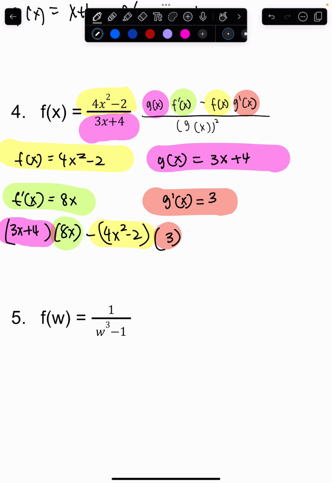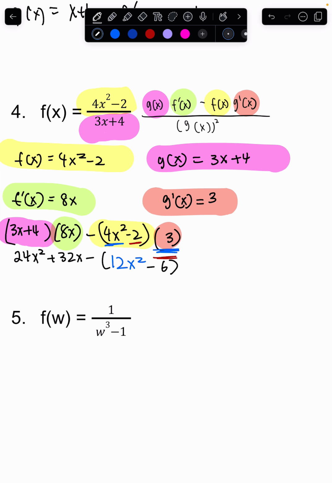So now what we can do is just multiply everything out. So 8x times 3x is 24x squared. 8x times 4 is 32x minus... we have 2 terms here, so we're going to do it term by term. So first we're going to do this. So it's going to be 12x squared. And then next we can do the second term, which is going to be negative 2 and 3, which is minus 6.